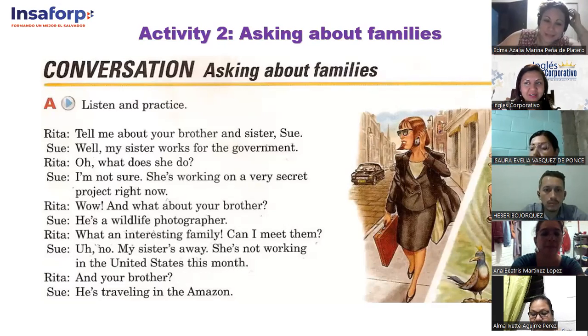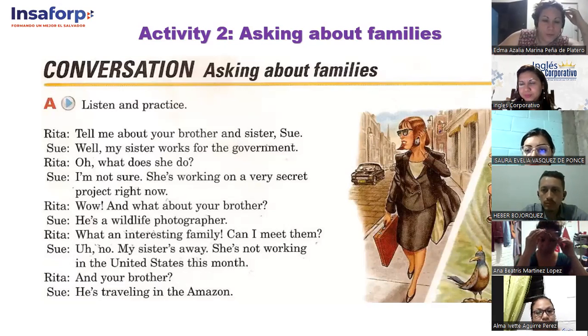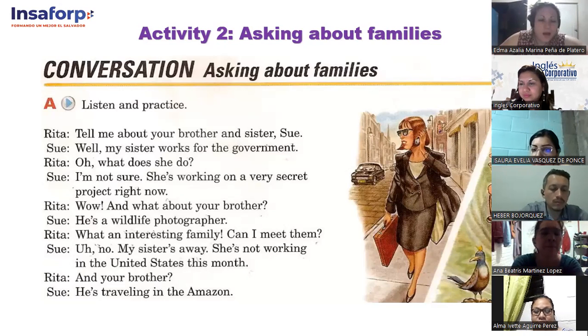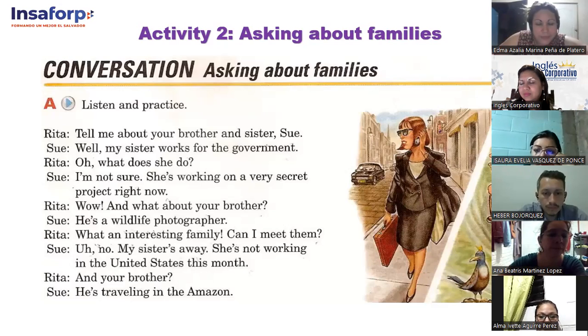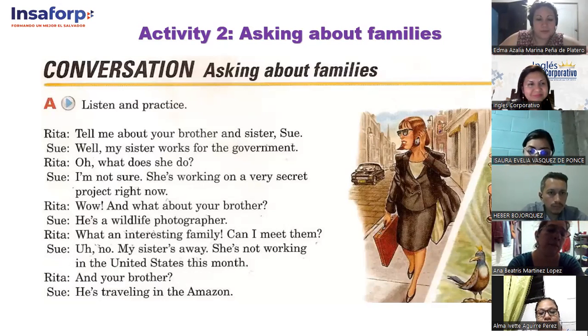Tell me about your brother and sister, Sue. Well, my sister works for the government. Oh, what does she do? I'm not sure. She's working on a very secret project right now. Whoa, and what about your brother? He's a wildlife photographer. What an interesting family? Can I meet them? Oh no, my sister's away. She's not working in the United States this month. And your brother? He's traveling in the Amazon.